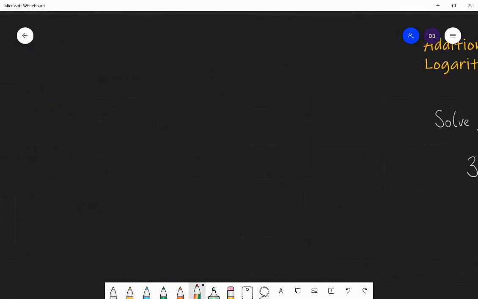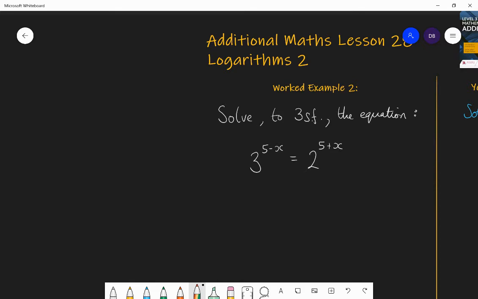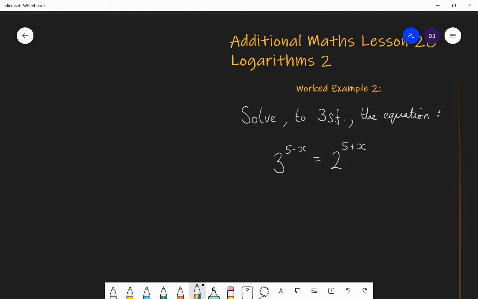So the next type of equation, worked example 2. Solve to three significant figures the equation 3 to the power of 5 minus x is equal to 2 to the power of 5 plus x. Now, this is very different to the previous question. We have two different bases here. We have a base which is 3 and a base which is 2.